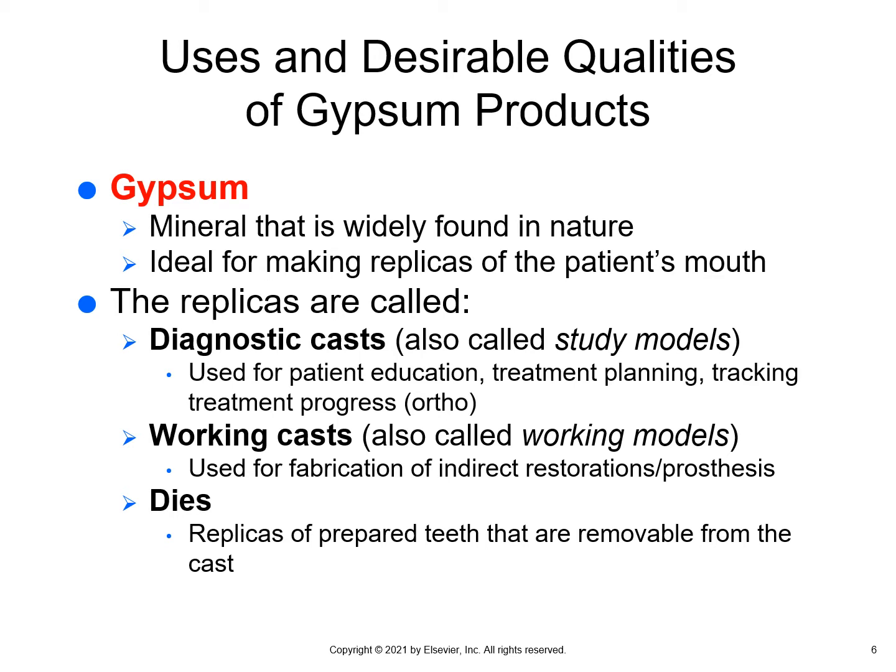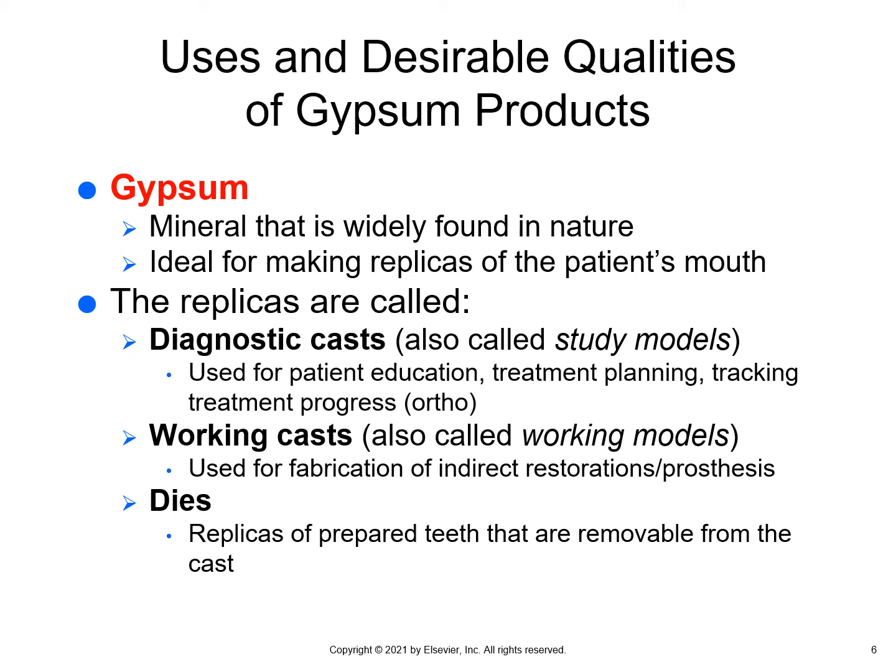So we'll first talk about the uses and desirable qualities of gypsum products. First of all, gypsum is a mineral that is widely found in nature. It is ideal for making replicas of patients' mouths. These replicas are either called diagnostic casts, which are also known as study models, and these are used typically for patient education, going over treatment planning with a patient, and tracking progress of a patient, and we see this a lot in orthodontia.